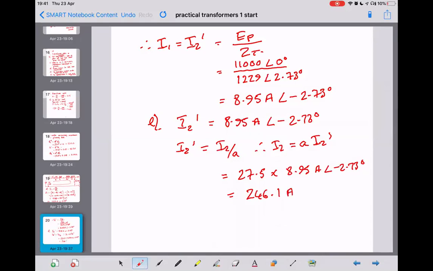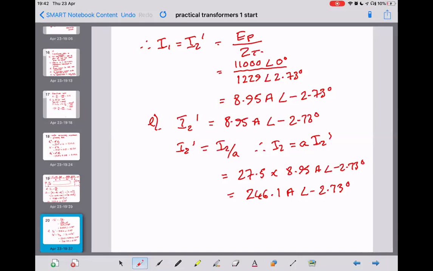246.1 amps angle minus 2.73 degrees. All happy with that? I thought to work out dash it was A squared times. When you transfer an impedance as A squared, Ben? Yeah. When you transfer the current or voltage, it's just A.